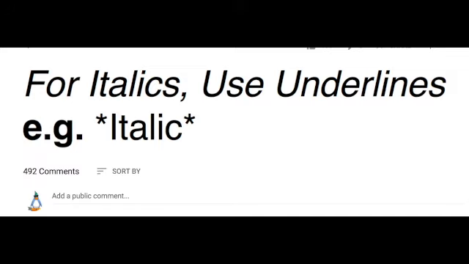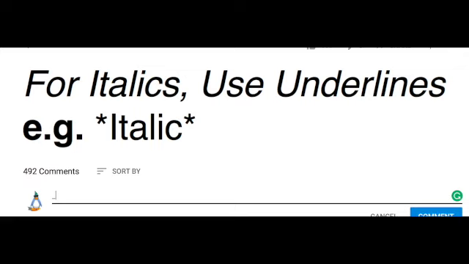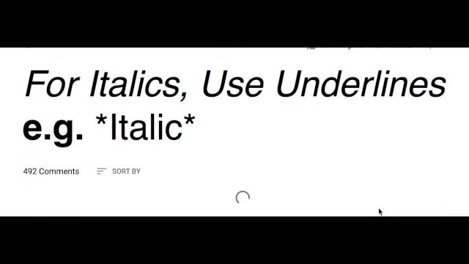The next thing that I will show you is italics. To italicize something, a comment or a title, you use an underline, then you type your comment, and then an underline after your comment. Then it will make it italicized.